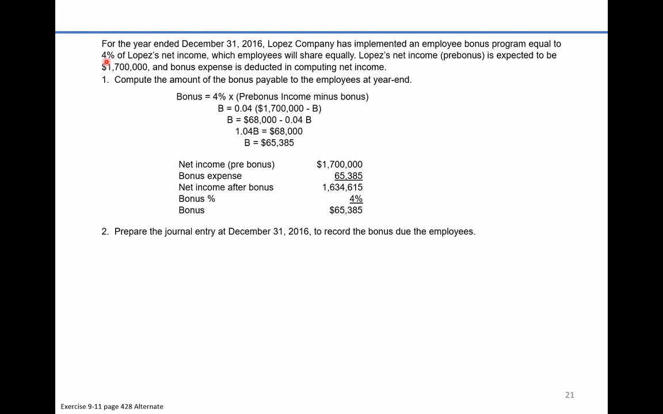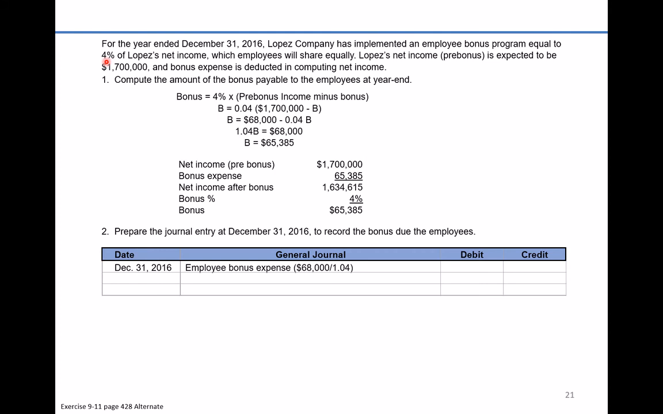Let's move on then to prepare the journal entry to record the bonus due to employees, and it's pretty straightforward. It's going to get expensed right now. It's not getting paid out yet. It's getting paid out after the end of the year. So there's going to be a bonus payable, a liability created. So the employee bonus expense from above, $65,385. Since it's being paid out in the future, a liability has been created, a probable future economic sacrifice called a liability. What type of liability is it? A bonus payable liability in the amount of $65,385.